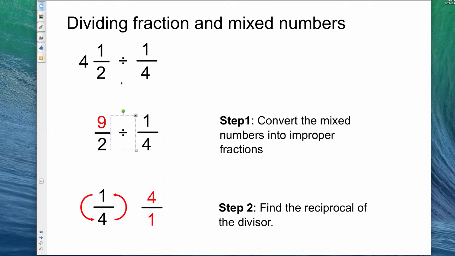Whenever we're working with a problem that has mixed numbers, our first step is to convert the mixed numbers into improper fractions. For this example, 4½ divided by 1/4, we're going to change 4½ into an improper fraction. When I convert that, it turns into 9/2. Now my problem is 9/2 divided by 1/4.